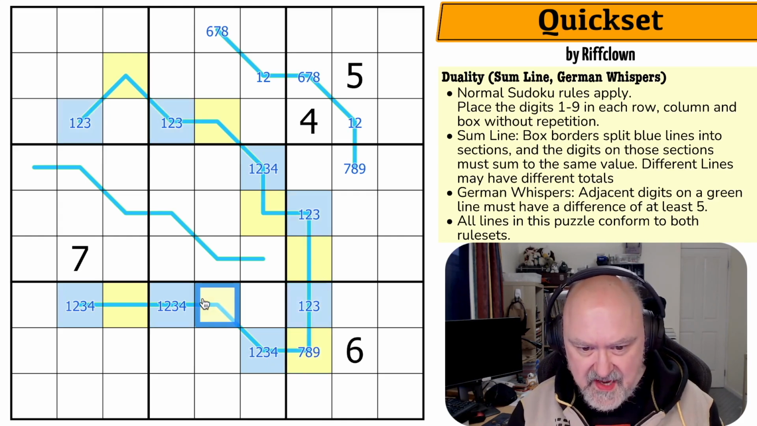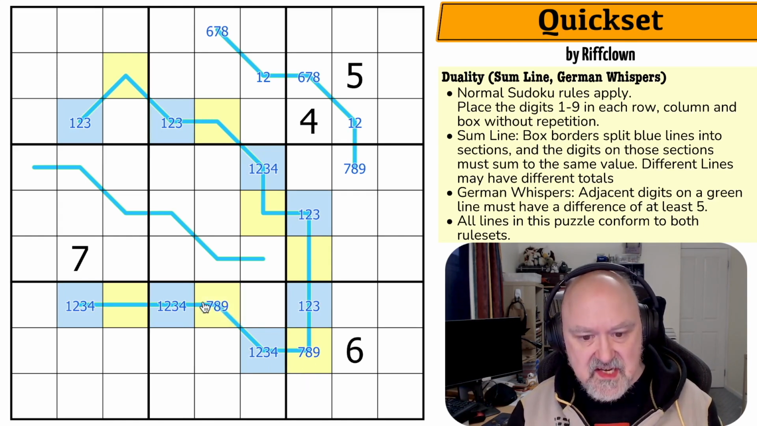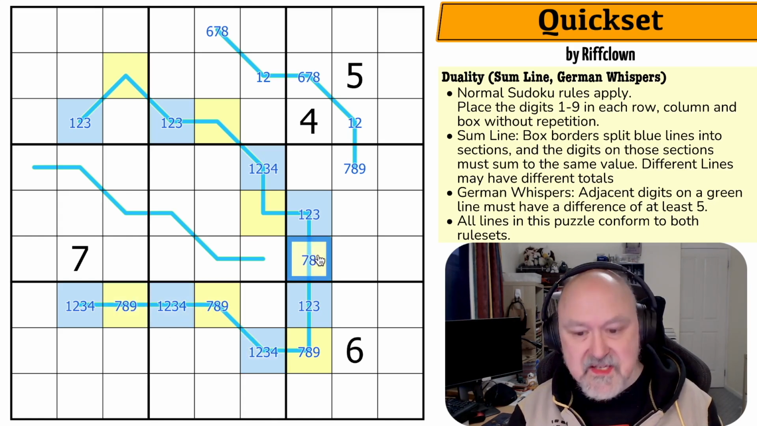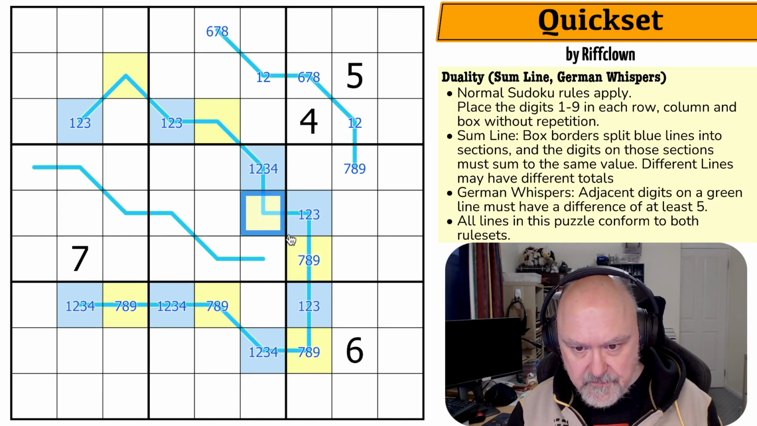I'm trying to see how we're going here. 7, 8, 9, 6. This can't be a 6, because if this is a 6, the only digit 5 away from 6 is 1, and both of those would have to be a 1. This is 7, 8, 9 for the same reason. This is 7, 8, 9 for the same reason. This one could be a 6, I think.